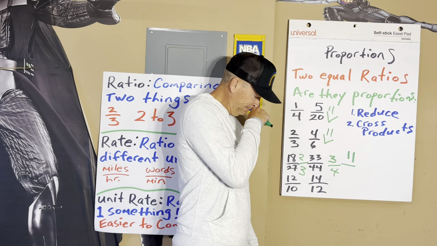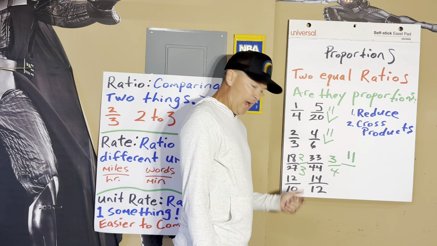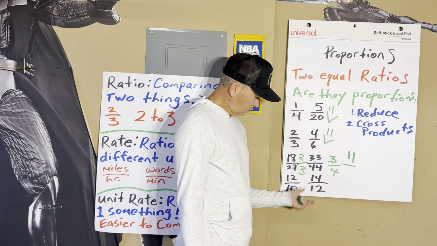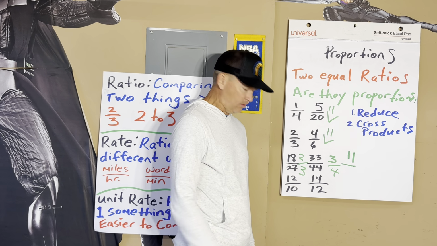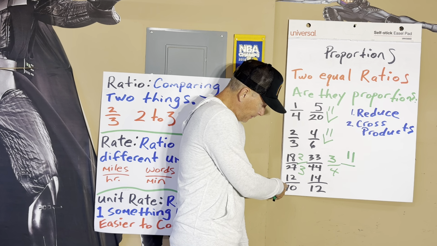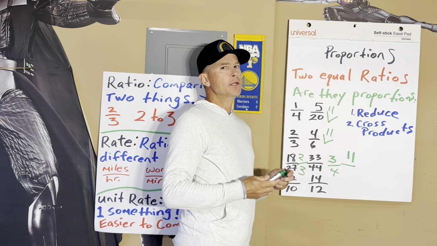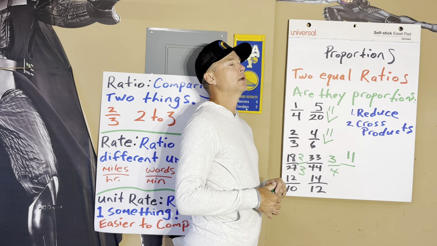Okay, last one. This one looks pretty cool. 12s and 10s and 14s. That sure looks close enough. That's only 2 bigger than that, and that's only 2 bigger than that. So it must be a proportion.